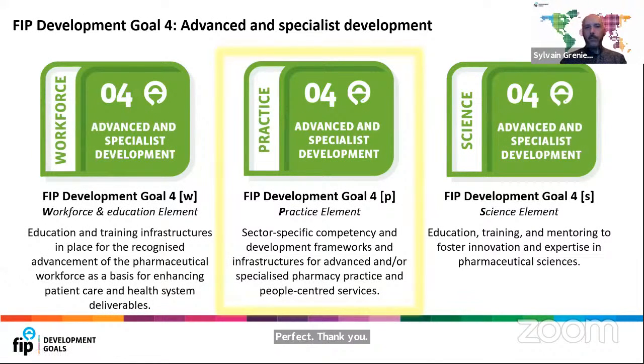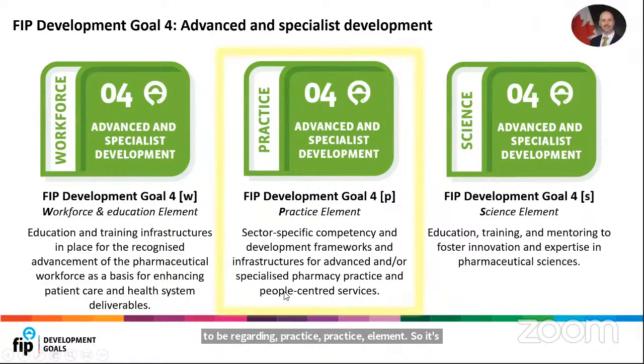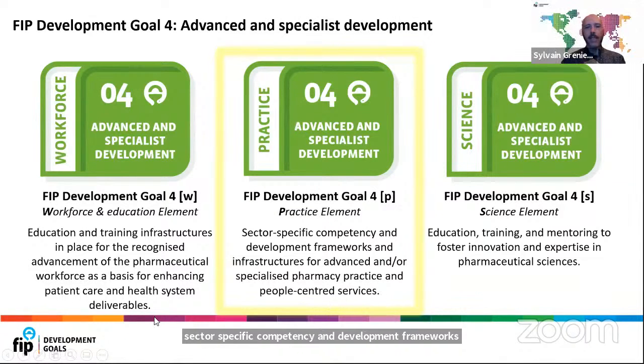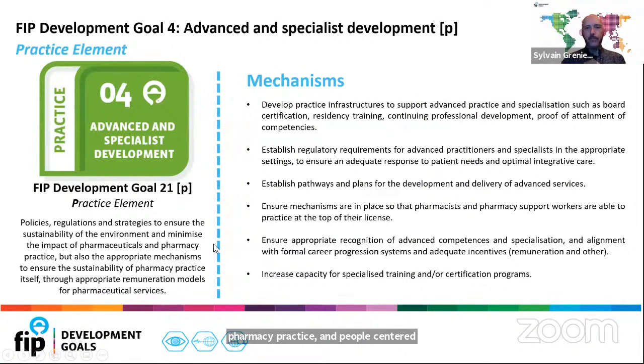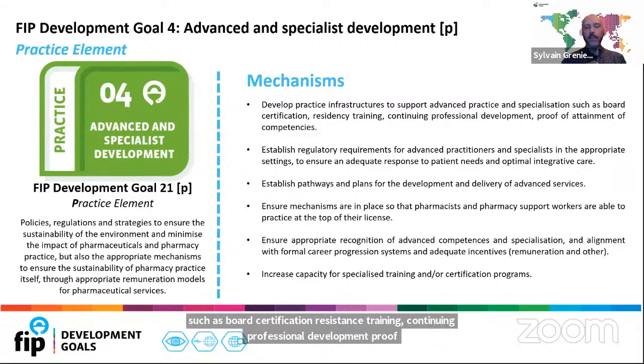Okay, so the portion I'll be talking about is going to be regarding the practice element. So it's sector-specific competency and development frameworks and infrastructure for advanced and/or specialized pharmacy practice and people-centered services. So the mechanism, we're going to be looking at developing practice infrastructure to support advanced practice and specialization, such as board certification, residency training, continuing professional development, proof of attainment of the competencies.